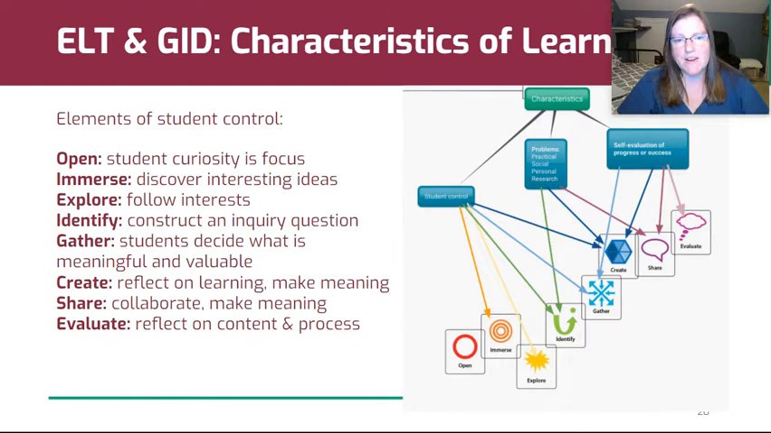And then if we look at the characteristics of learning, I think the most important is that element of student control. And you see that that is present, student focus or student control is present in so many phases of guided inquiry. And I explicitly pulled them out over there on the left, where there are elements of student control. And then self-evaluation being there not just at the very end of the process, but explicitly as part of gather, create, and share as well.